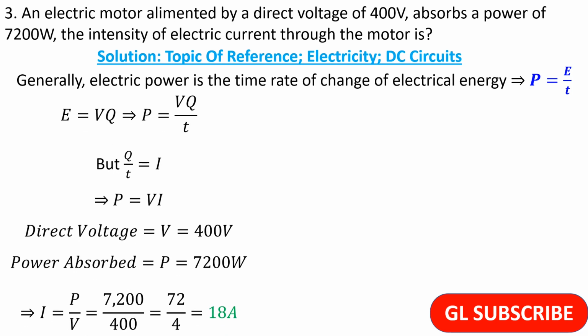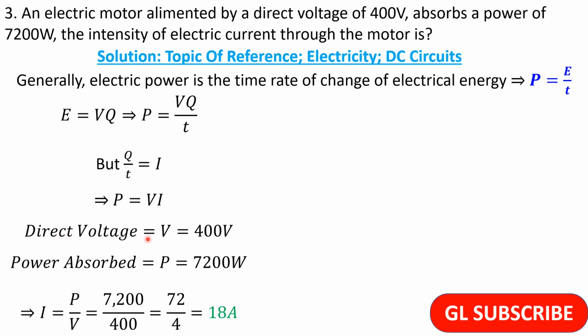Electrical energy is equal to VQ, where V is the voltage and Q is the charge. When we replace E with VQ in the expression P equals E on T, we obtain P equals VQ on T. But Q on T is equal to I, the electric current, since electric current is the time rate of change of charge. Hence P is equal to IV.